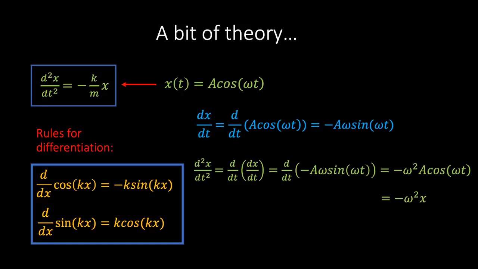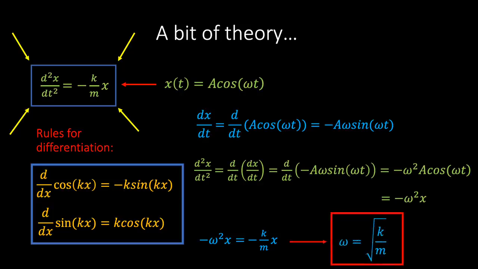And so we see that by substituting the displacement function into our differential equation, we find that minus omega squared equals minus k over m. If we cancel the x's from both sides and rearrange for omega, we find that omega equals the square root of k over m. In other words, our proposed displacement function is indeed a solution to the SHM differential equation, provided the angular frequency is related to the spring constant and mass in this particular way.